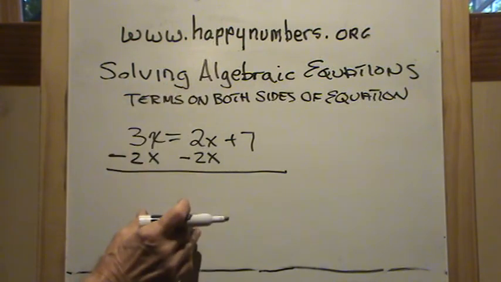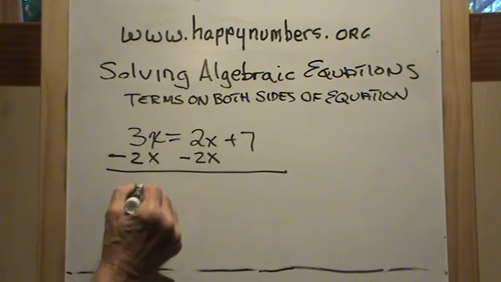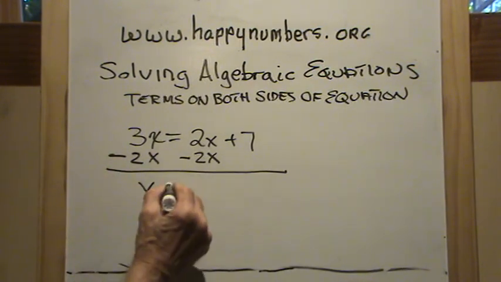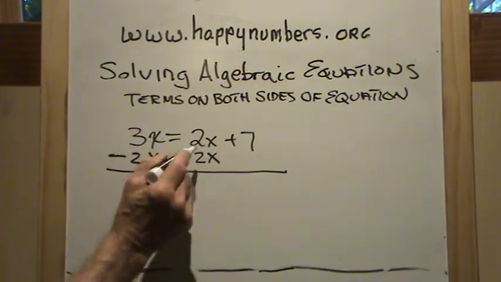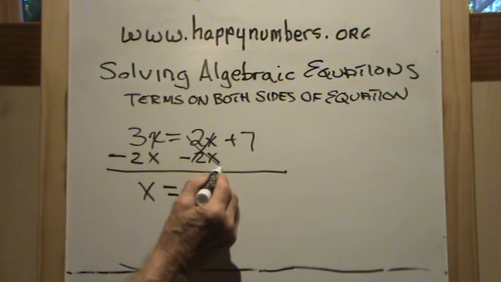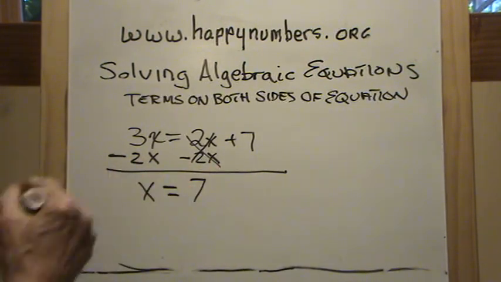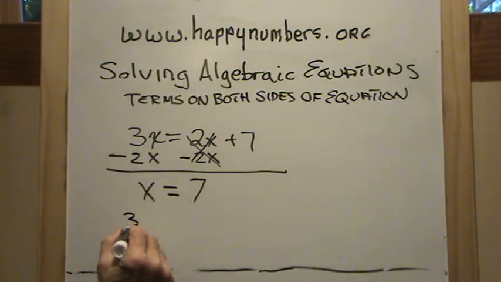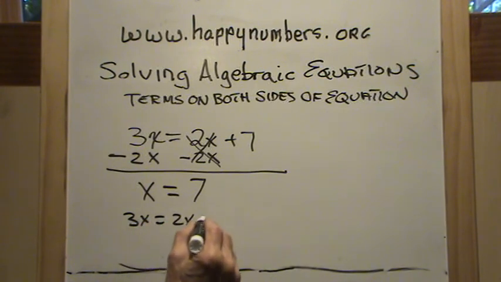Well, now if I combine these, I have a positive 3x and a negative 2x. Well, that'll just give me x, a positive x, equals. Now, if I combine a positive 2x and a negative 2x, that goes away. So I get x equals 7. Let's go back to our initial equation. It said 3 times x equals 2 times x plus 7.